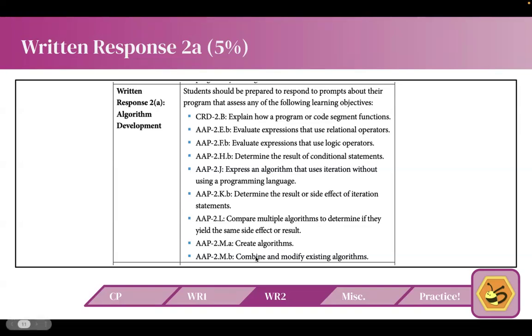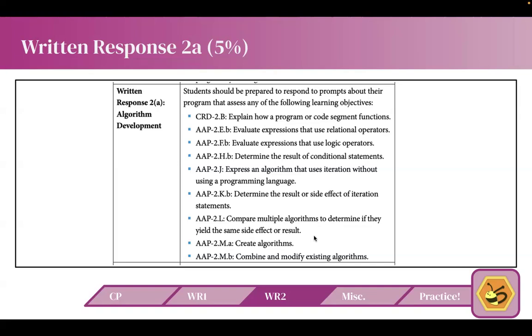Can you explain the compare one again? Yes. Compare multiple algorithms to determine if they yield the same side effect or result. So one way they could ask you this is to ask you, is there another way of writing your procedure? And if there is, what different side effects may this have? Or something like that, right? So the idea is, given another procedure or some other way of writing your code, what different side effects or results does that imply? What are the implications of that other algorithm?